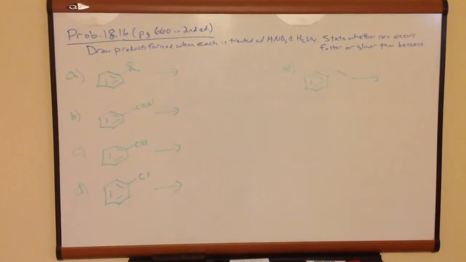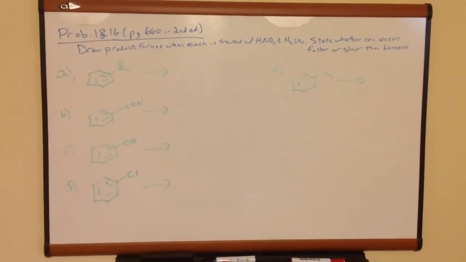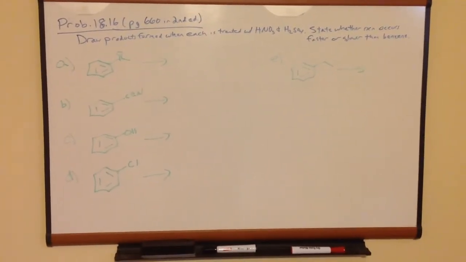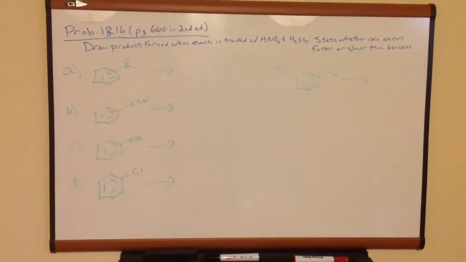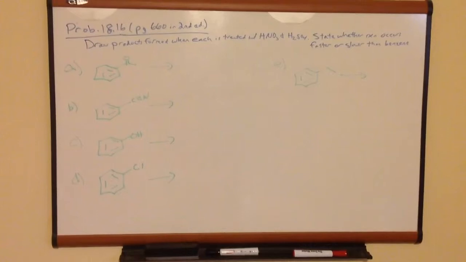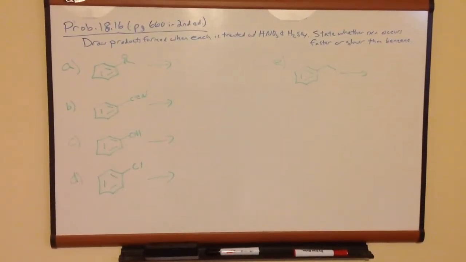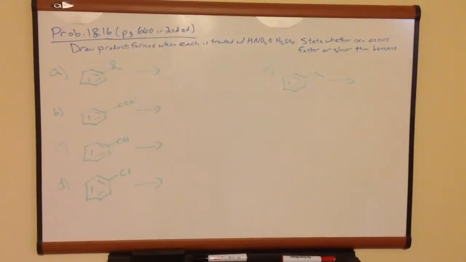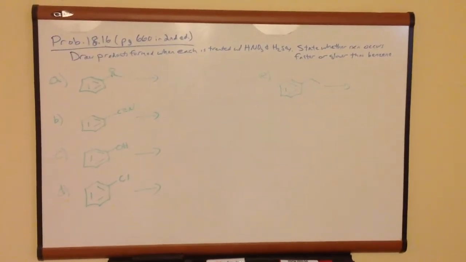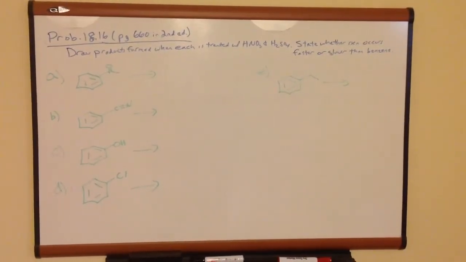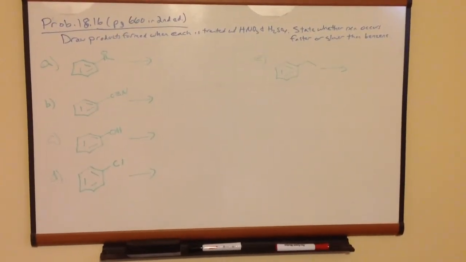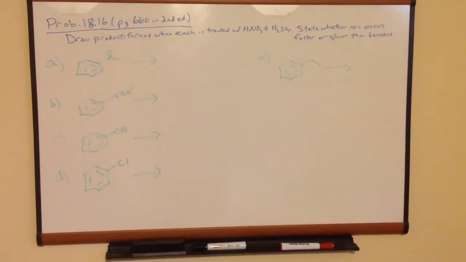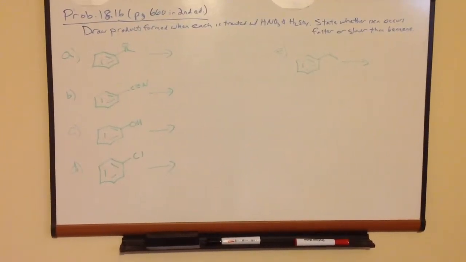So now let's look at an example as we consider reactions with substituted benzenes. Problem 18.16 in my book, second edition, which I have at home, asks you to draw products formed when each of these reactants is treated with nitric acid and sulfuric acid, so a nitration reaction, and state whether the reaction occurs faster or slower than benzene. So let's real quickly go through these options here.